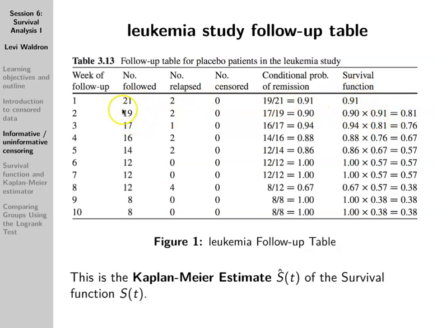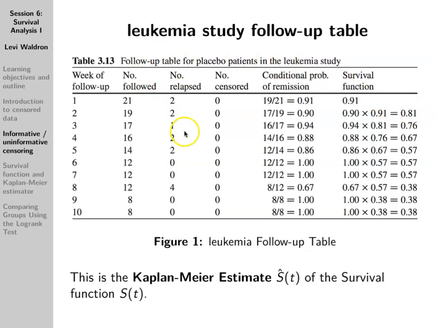Now the second week, we only have 19 people left in the risk set. 2 of them relapsed. And so the conditional probability of remission in this week is 17 out of 19. So even though the same number of people relapsed, this probability of remission is a little bit lower because there are fewer people left in the risk set. And the total survival function is the probability of surviving to week 1 times the probability of surviving week 2, which gives us 0.81.